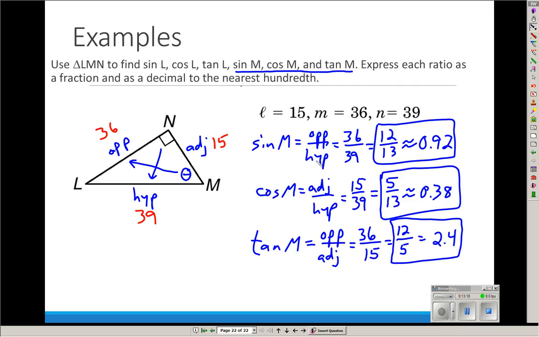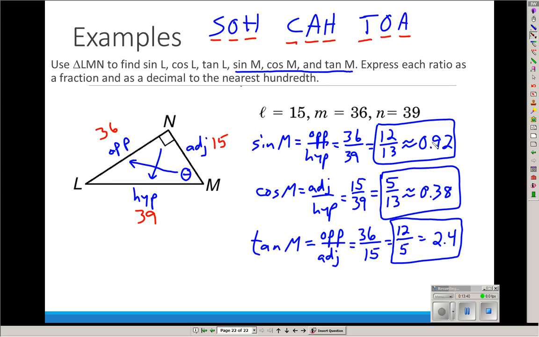Also, to remember these equations, just remember SOHCAHTOA. Sine of theta equals opposite over hypotenuse. Cosine theta equals adjacent over hypotenuse. Tangent theta equals opposite over adjacent.